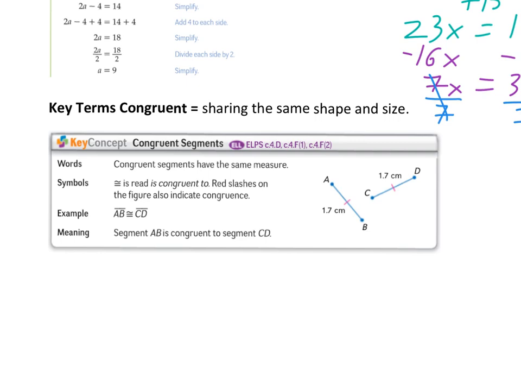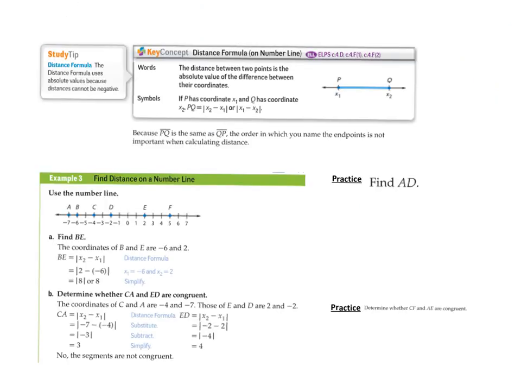Now this is going to become important for a few other things we're going to do, because now we're going into the distance formula on a number line. And folks, the distance formula uses absolute values. It uses absolute values because an absolute value will never give you a negative answer. And this is important because distances can never be negative. But the idea being, if there are 2 points on a number line, then we can find the distance between them by basically subtracting one value from the other.